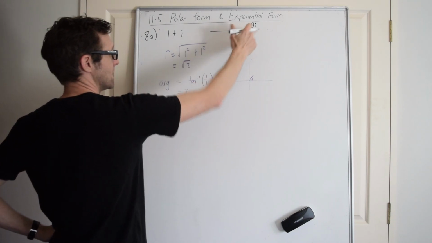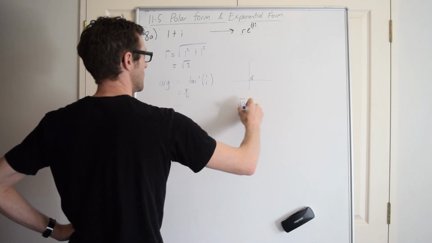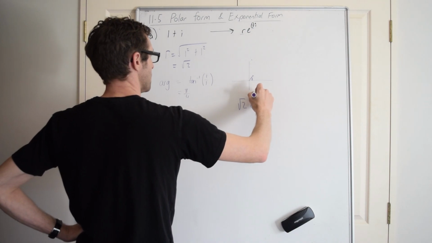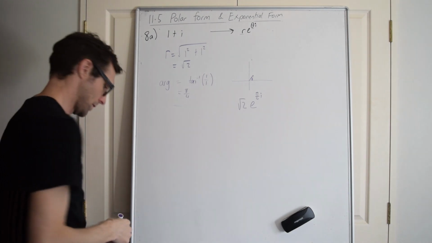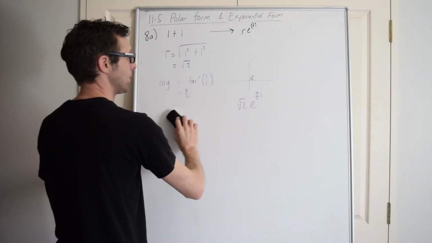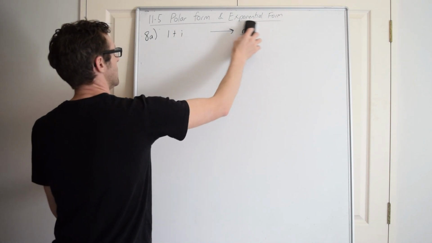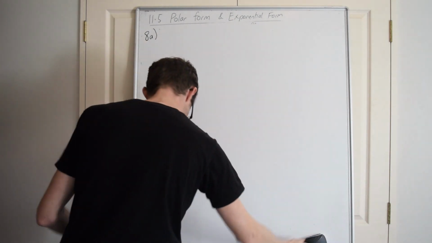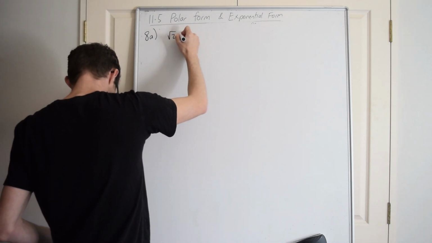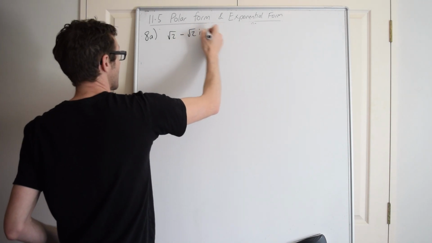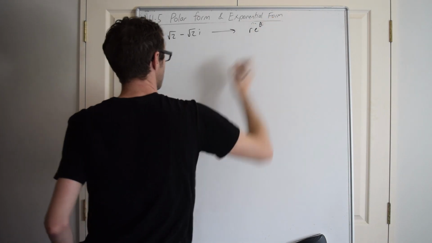And so to express this as this, I would then write r, which is square root 2, e, and then pi over 4 i, or i pi over 4, either is fine. Okay, I'll just do one more of those and then I'll leave you to it, and you can ask your questions if you have any issues. So this time I'm trying to convert square root 2 minus square root 2i into r e to the theta i.